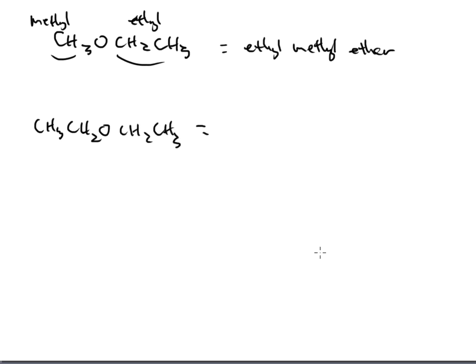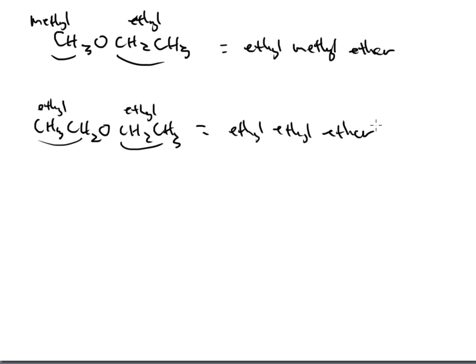All right, so we have to name this in a common way. If I name the group to the left, this is called ethyl. If I go over to the right-hand side, this is also called ethyl. So I would write them down in alphabetical order: ethyl, ethyl, ether. And you're close. No cookie, though. You're close.